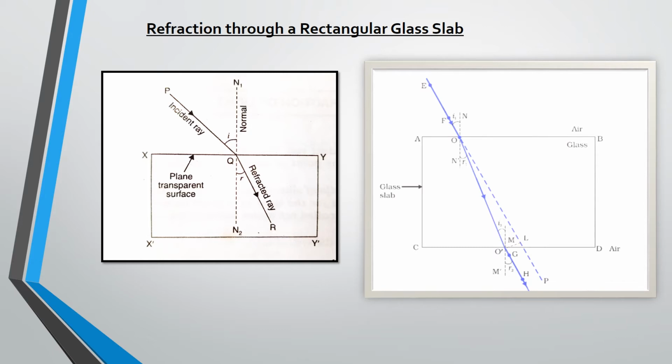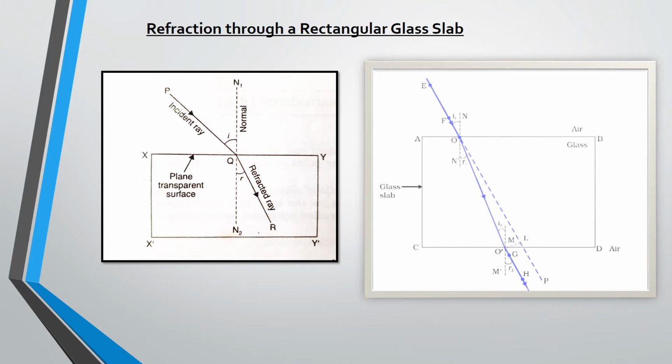You should place them in such a way that they appear in a single line. When you look at these pins, they should appear to be in the same line and they should be one behind the other. So when you try to fix them in this way, it's an activity which can be done in the school laboratories, children. When you try to fix them in this way and then remove the glass slab and then join the dots, you can visualize the phenomenon of refraction.